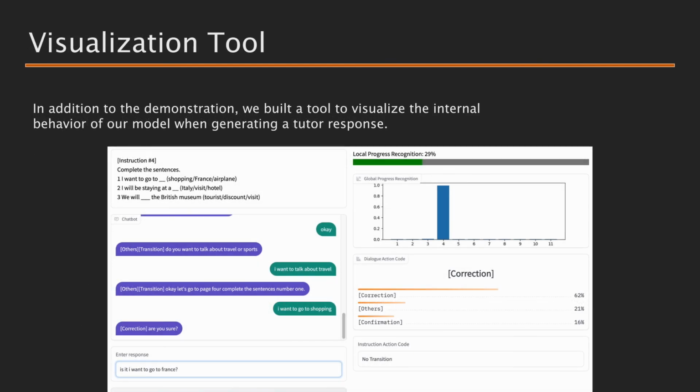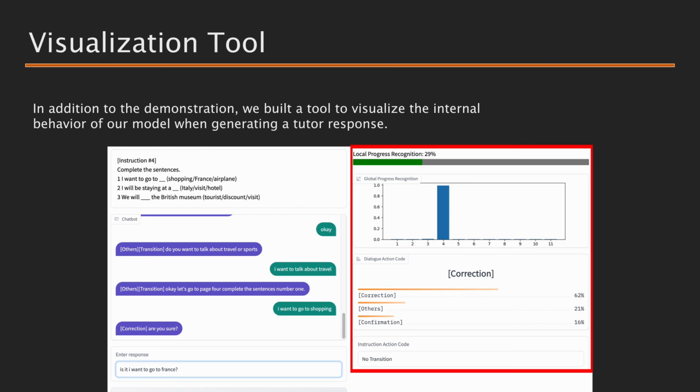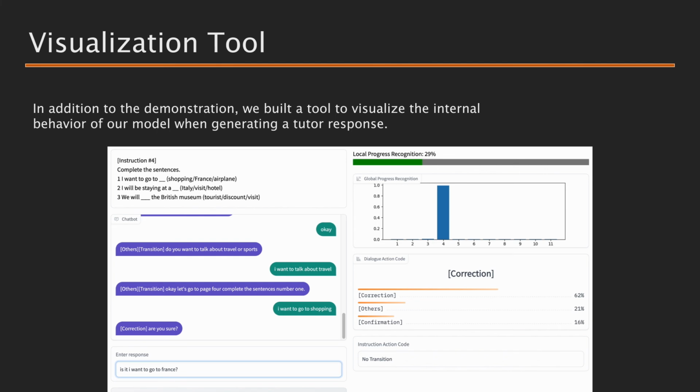In addition to the demonstration, we built a tool to visualize the internal behavior of our model when generating a tutor response. Current instruction and chat history are shown in the left column. When the student submits a response, local and global progress recognition and local and global progress generation results are shown in the right column. The following are some scenarios that clearly show the behavior of our model to control response generation.